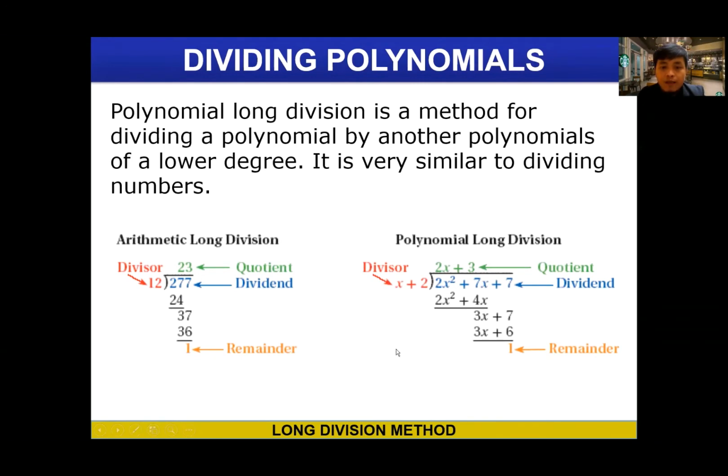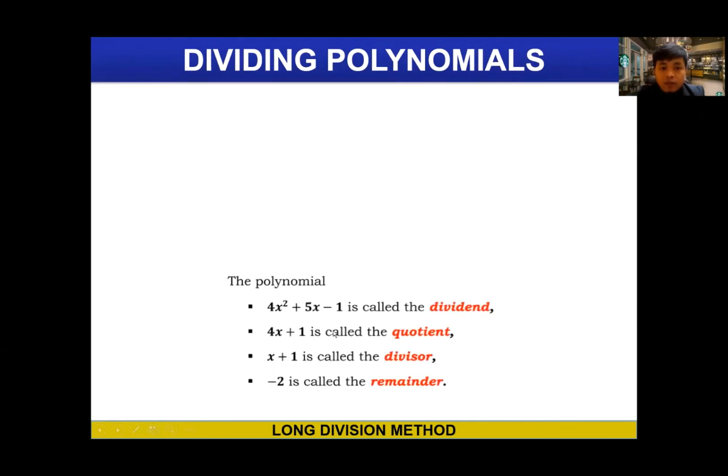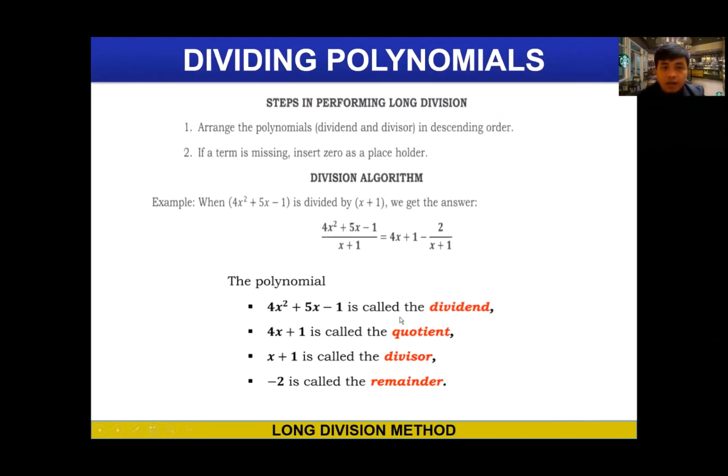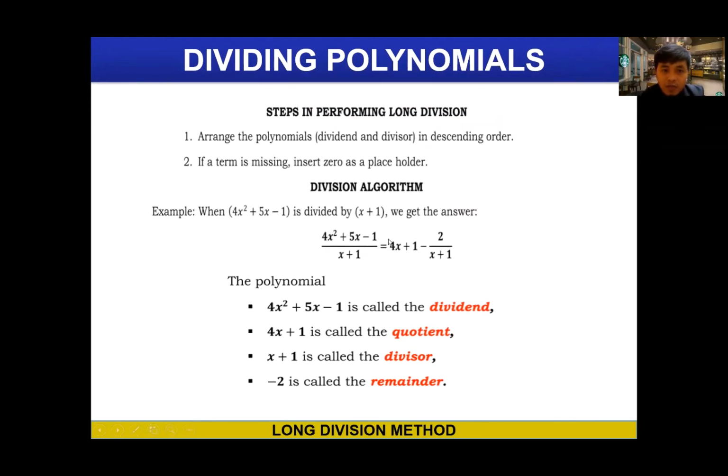So now, let's continue. In this given, we have the following steps. We only have 2 steps to remember when dividing polynomials using long division. Number 1, arrange the polynomial or the dividend and divisor in descending order. Meaning to say, we have to arrange the degree of the polynomial from highest down to the lowest degree. Second, if a term is missing, insert 0 as a placeholder.